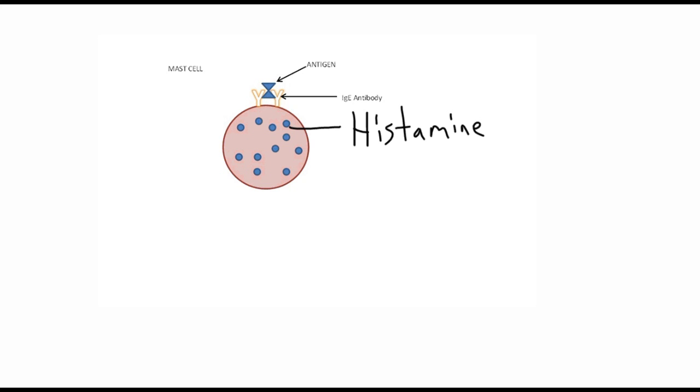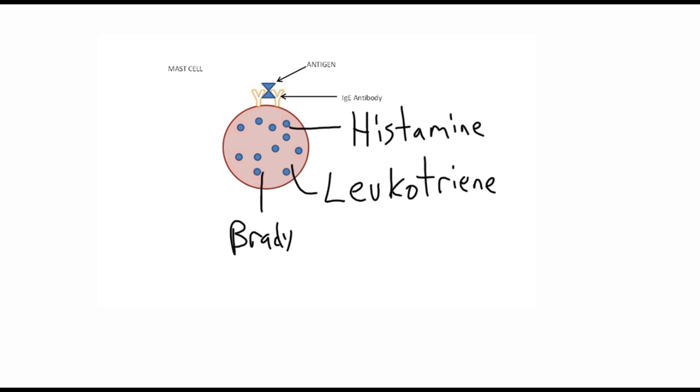It also causes bronchial constriction and mucus production. So it causes several things. The next one we'll briefly talk about is leukotriene. Leukotriene causes smooth muscle constriction, bronchospasm, and contributes to increased vascular permeability. The next one is bradykinin, and bradykinin contributes to the vasodilatation also. Are you starting to see a theme of what we're talking about here with the vasodilatation?